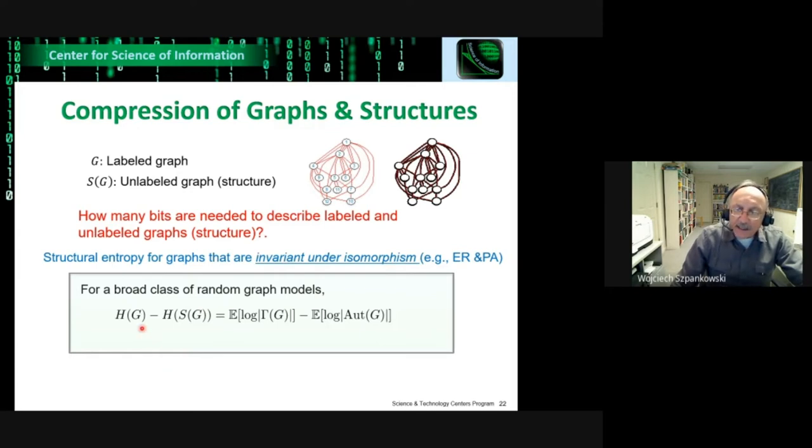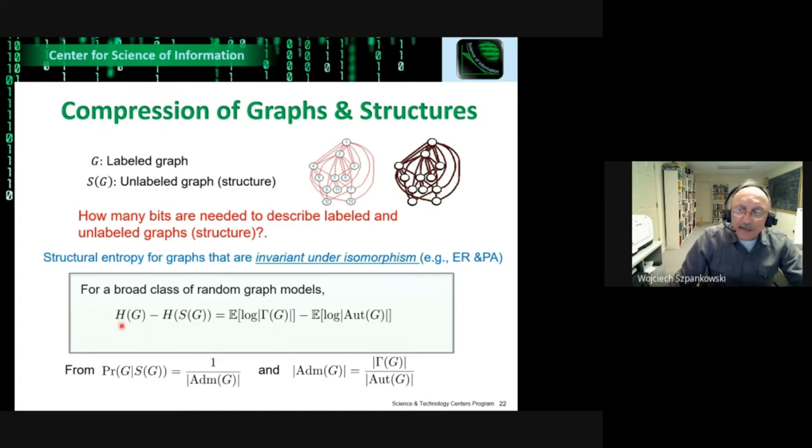If this is the case, the relationship between the graph entropy and structure entropy is through these two parameters, automorphism and G. Why? It's not difficult to see. Look, the entropy of a graph is the same as the joint entropy of a graph and structure, because all the structures are in the graph. If I have a joint entropy of G and S, I can write the entropy of S minus the conditional entropy of G under S. But since every permutation is equally likely, this probability is one over this set, which I remind you is this one. Now, if it is equally likely, this conditional entropy is the log of the cardinality. So log of this, which is here.